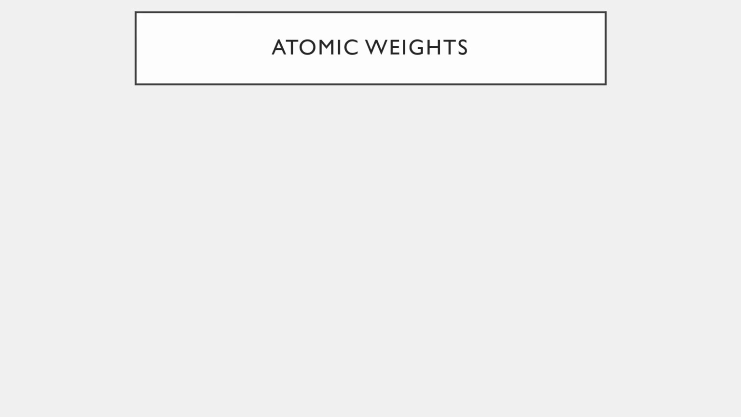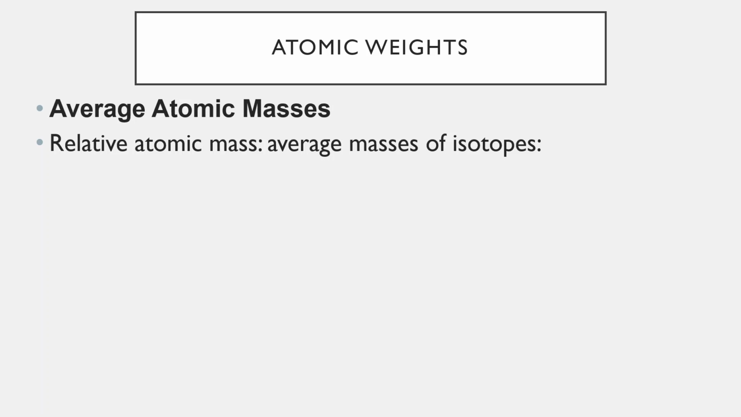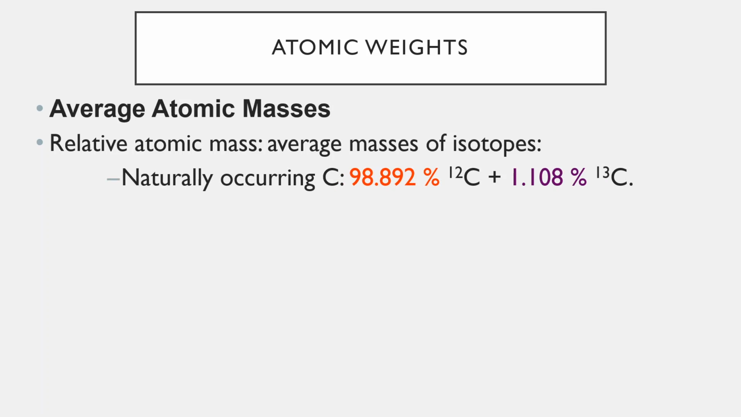Now that leads us into our conversation about atomic weights. The average atomic mass, that's that decimal number that's on the periodic table, is the average mass of all the isotopes of that particular element. So it takes into account all the different isotopes of that element that exist and the abundances of those isotopes. So for example, let's say that we determined that carbon has 2 naturally occurring isotopes. Now we know that carbon has more than that, but based on this example, you've got 98.892%, that's carbon-12, and 1.108%, that's carbon-13.